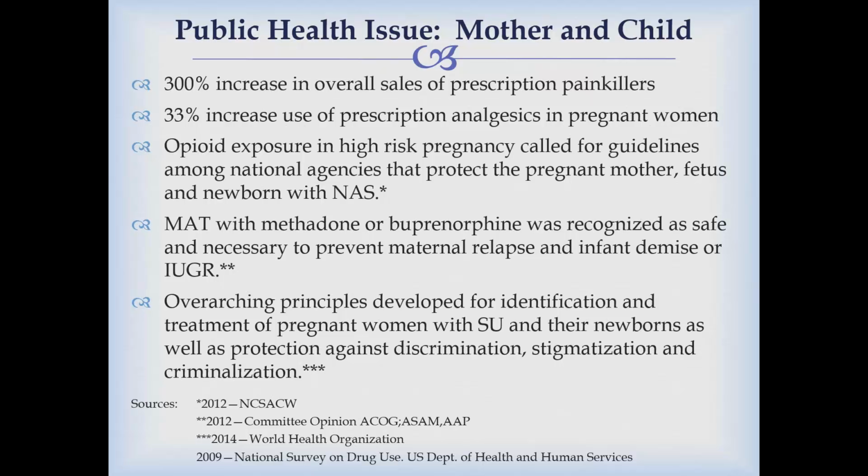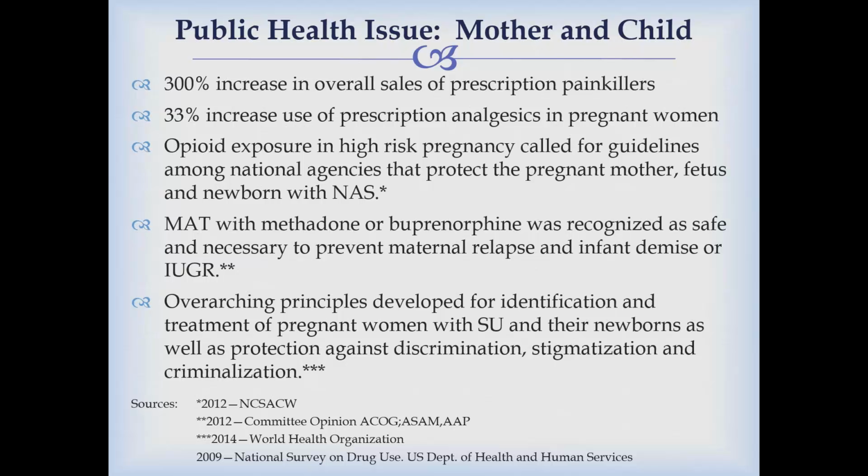There are three very big overriding thoughts that we should consider when talking about public health issues that pertain to the mother and the child. First of all, setting the stage, there's been an increase of over 300% in overall sales of prescription painkillers in the United States, of which there was a 33% increase in the use of prescription analgesics in pregnant women. I suspect that this number is somewhat underrepresented.